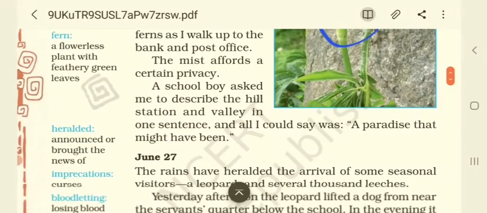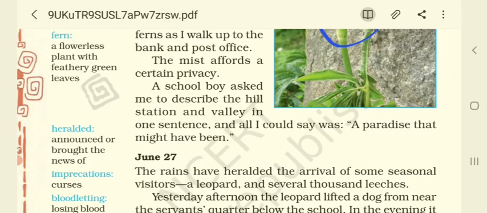A schoolboy asked me to describe the hill station and valley in one sentence. A hill station basically is a hilly place lived in by people, isn't it? So a schoolboy happened to have asked the writer to describe hill and valley in one sentence, and all he could say was a paradise that might have been. Okay, so he refers to this a paradise.